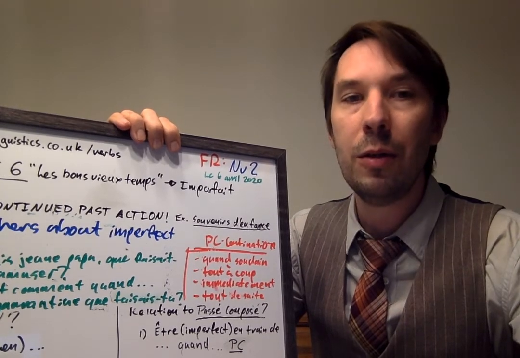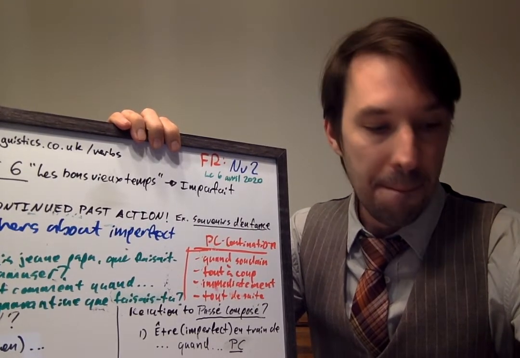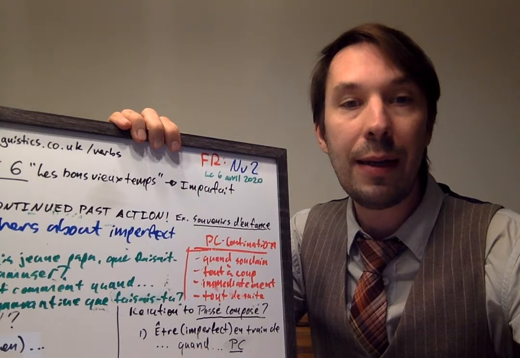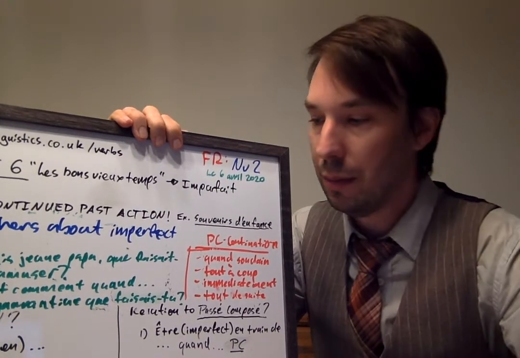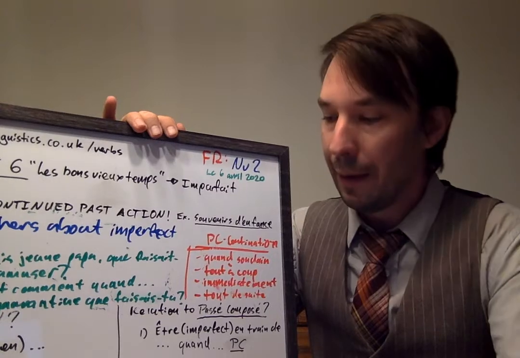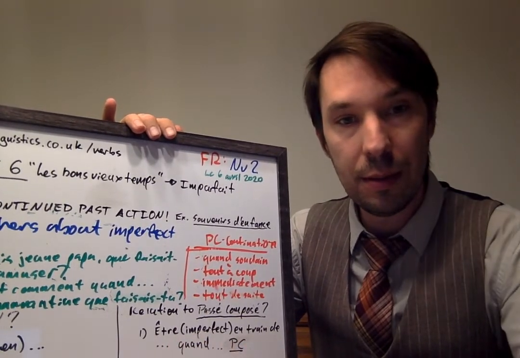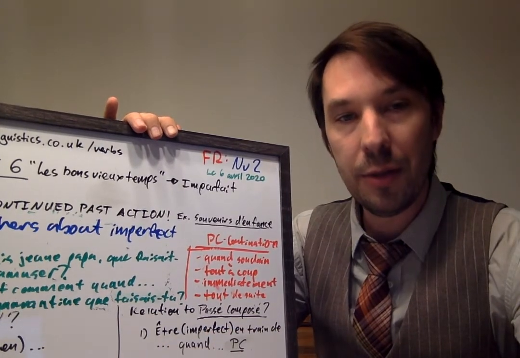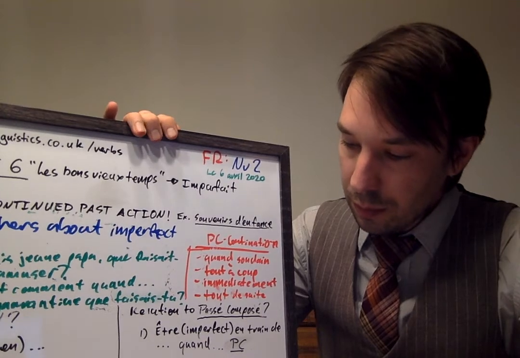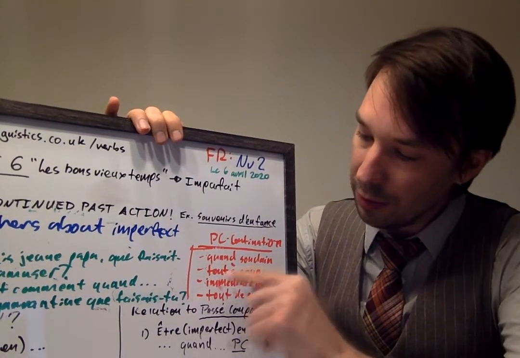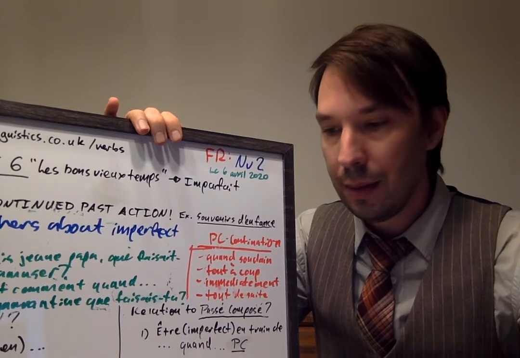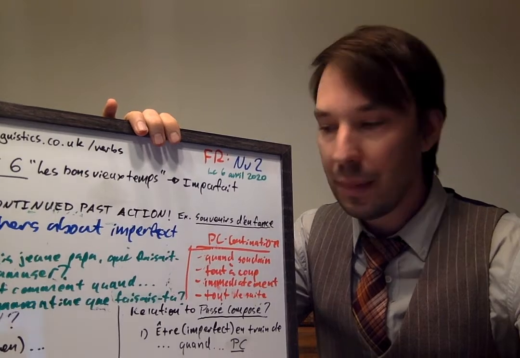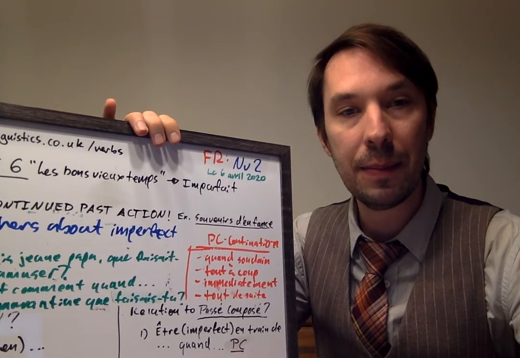Quand soudain, when suddenly. Une femme a crié. A woman cried out. I'm just making it up as I go along. But you can be in the process. Être en train de, put it in imperfect. J'étais en train de, nous étions en train de. You can interrupt it with quand soudain, tout à coup, soudain, pendant que, alors que, à ce moment-là, and make a passé composé statement.